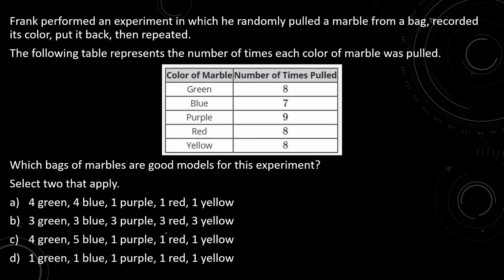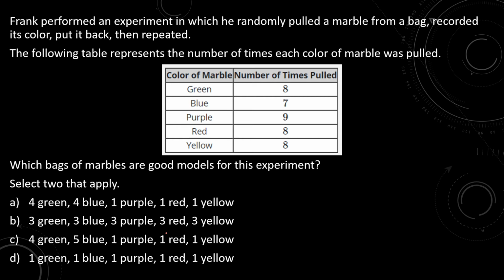Next question says that Frank performed an experiment in which he randomly pulled a marble from a bag, recorded its color, put it back, and then repeated. The following table represents the number of times each color of marble was pulled. Which of the bags of marbles are good models for this experiment? Select 2 that apply. Okay, this one is a little bit trickier in the sense of we just have to be a little bit more careful in the answers that we're choosing here.